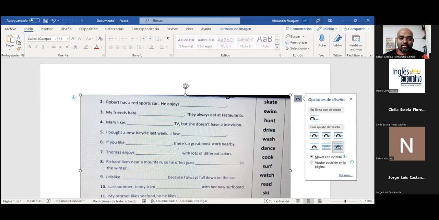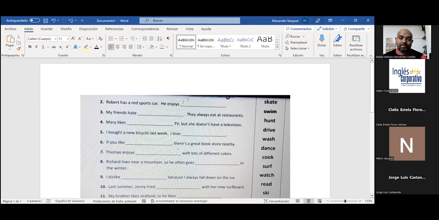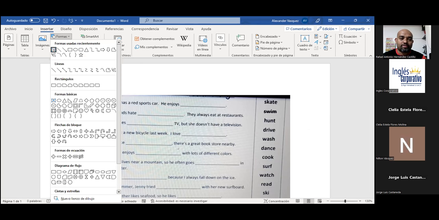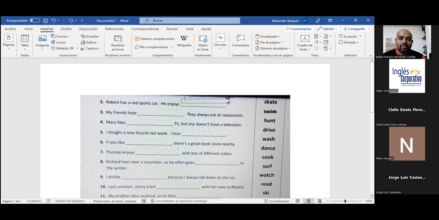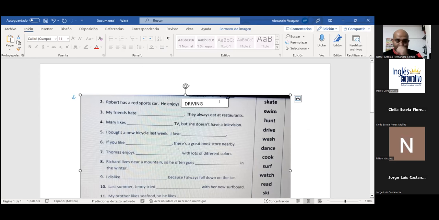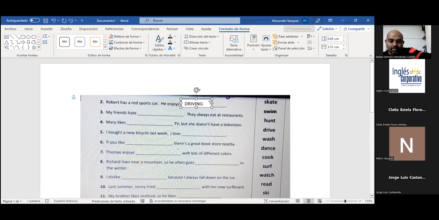Ajá, ¿por qué? O le agregas un cuadro de texto, tal vez. Un cuadro de texto, ahí, es verdad. Insertar. ¿Dónde está? Formas. Formas. Cuadro de texto. Ya va, así. Ahí colócale driving. Y lo vamos. Ahora otro y pongamos el Fahrenheit. De otro.